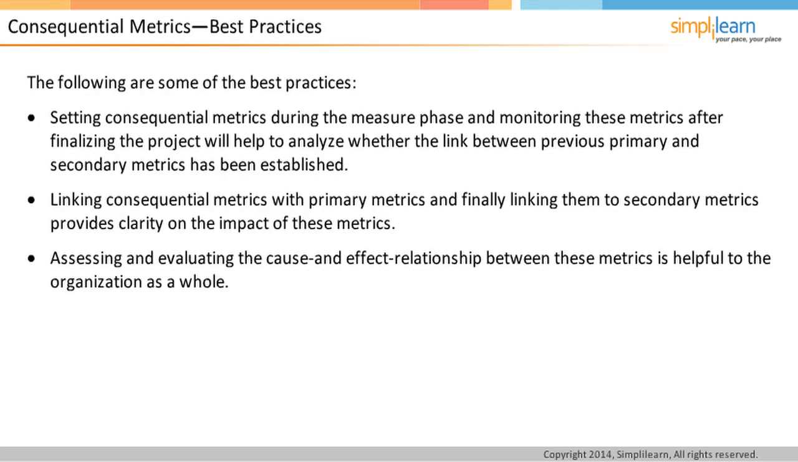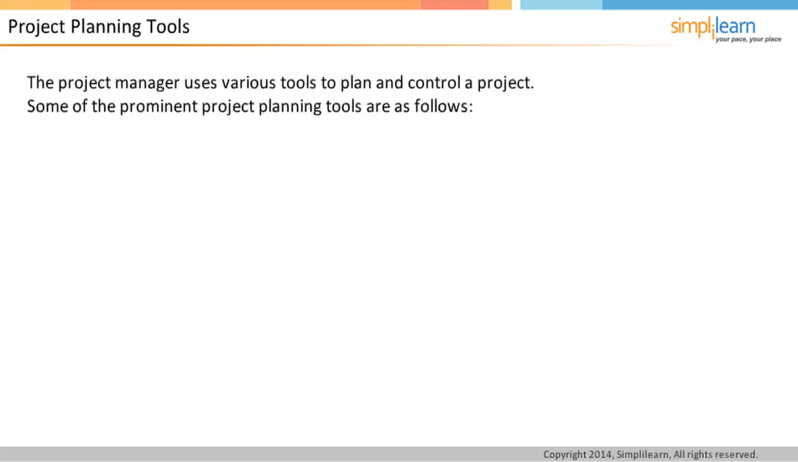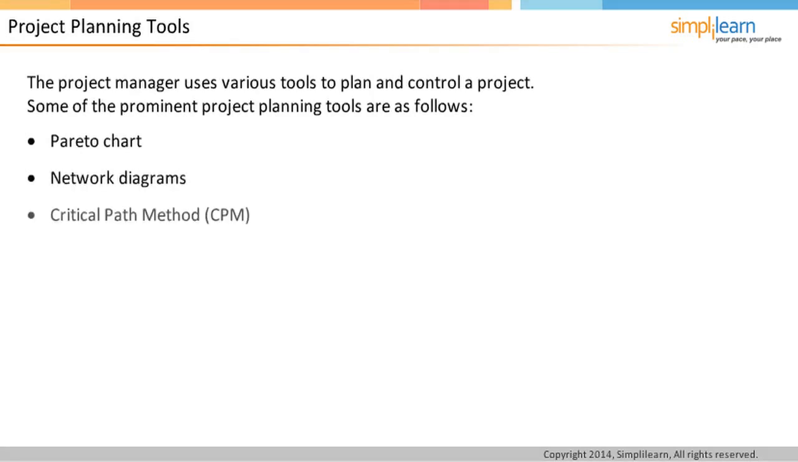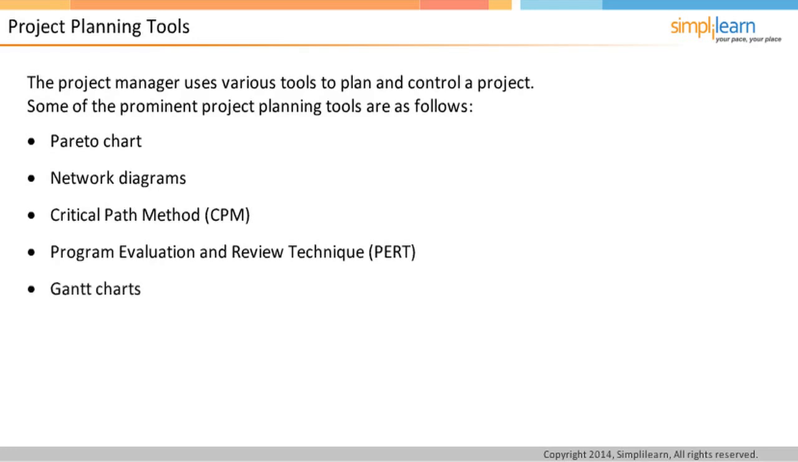The project manager uses various tools to plan and control a project. One of the tools which he uses is the Pareto chart. Other prominent tools include the network diagram, the critical path method, also called CPM, the program evaluation and review technique, which is also known as PERT, Gantt charts, and the work breakdown structure, also known as WBS. In the next screen, we will discuss Pareto chart.